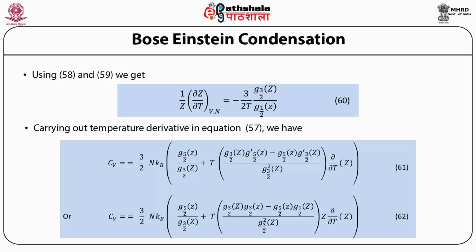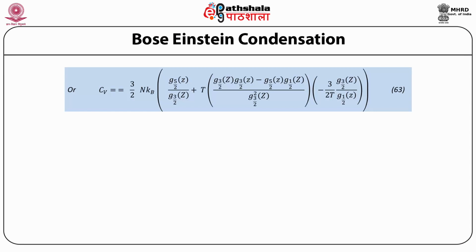Or Cv is equal to 3/2 n kB into the Bose integral of order 5/2 divided by the Bose integral of order 3/2 plus T multiplied by the Bose integral of order 3/2 multiplied by the Bose integral of order 3/2 minus the Bose integral of order 5/2 multiplied by the Bose integral of order 1/2 divided by the Bose integral of order 3/2 squared multiplied by z into the partial derivative of z with respect to T.